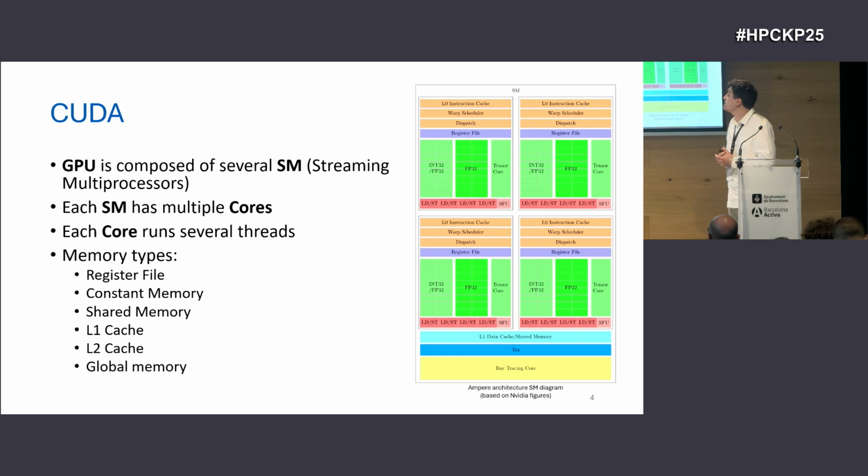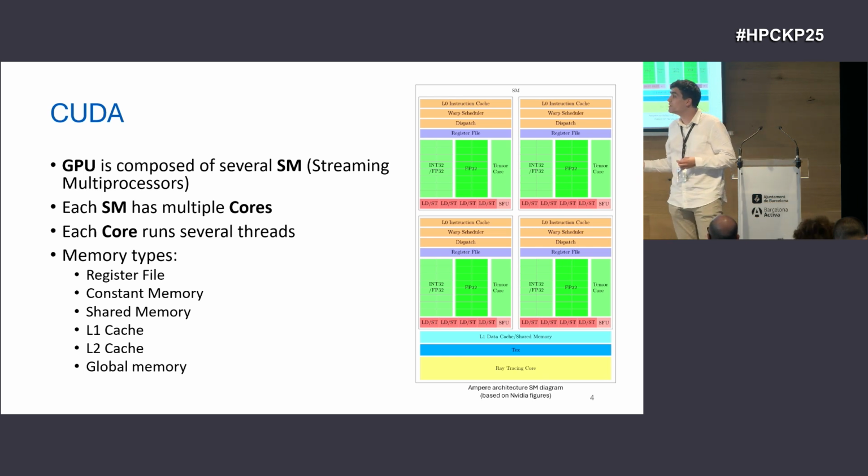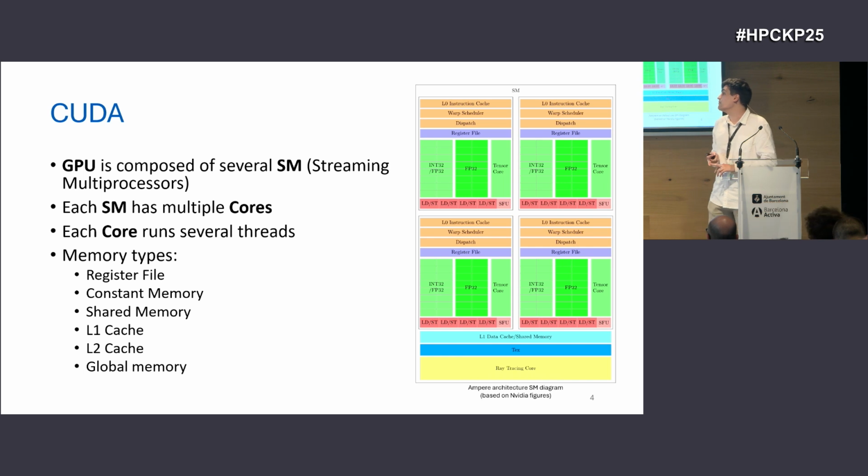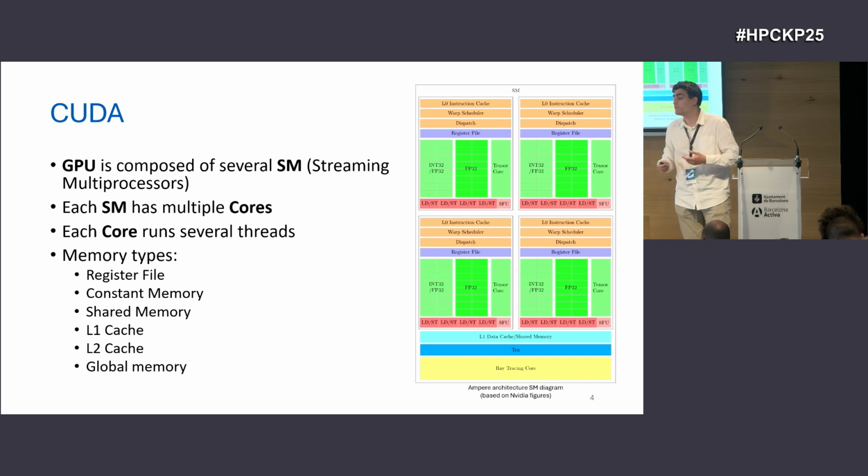And we also have several memory types. We have a register file. We have constant memory, shared memory, level 1 and level 2 caches, and finally global memory, which is usually the memory that we see separate to the chip on the board.